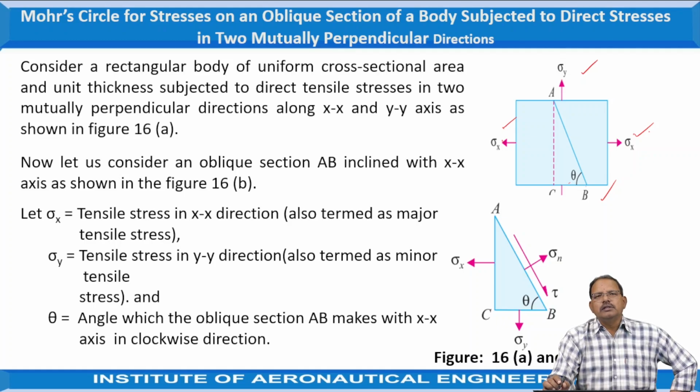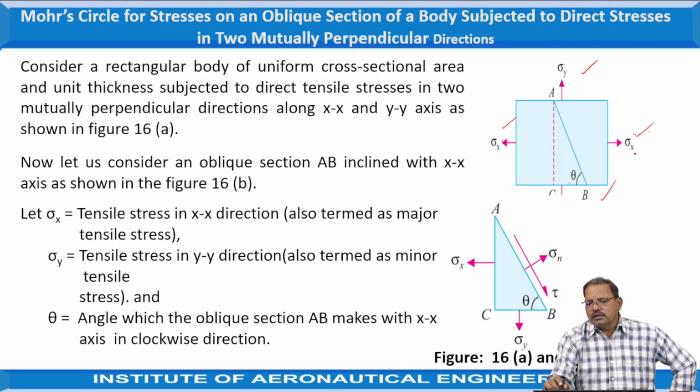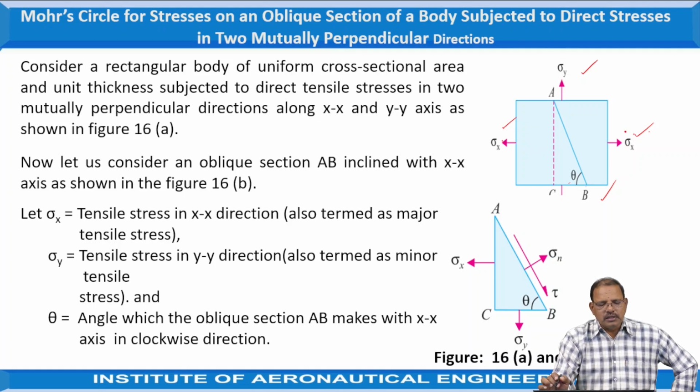The given data in this problem is sigma x, representing the direct stresses acting on the plane AC. Similarly, sigma y is representing the tensile stresses acting along the y direction. Generally, it is treated as the minor axis, and along the x-axis it is treated as the major axis. Theta is the angle made by the oblique plane with respect to the x-axis, measured in clockwise direction.